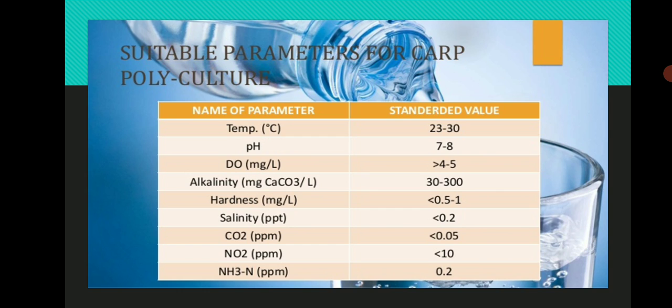Sample parameters for carp polyculture: temperature 23 to 30 degrees Celsius, pH 7 to 8, dissolved oxygen more than 4 to 5 milligram per liter, alkalinity 30 to 300 milligram CaCO3 per liter, hardness less than 0.0 to 5 to 1, salinity less than 0.2 ppm, CO2 less than 0.05 ppm, NO2 less than 10 ppm, NH3 0.2 ppm.